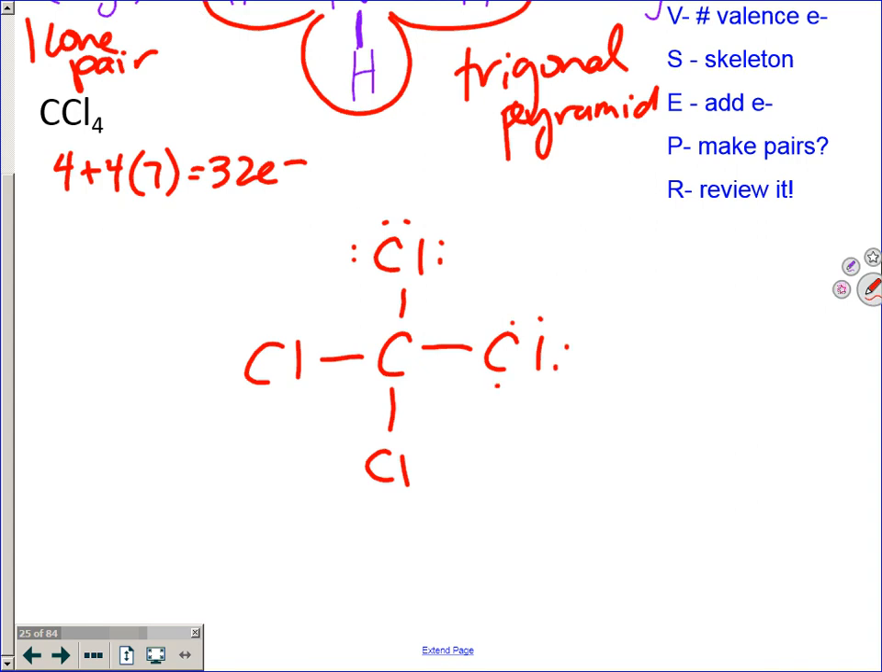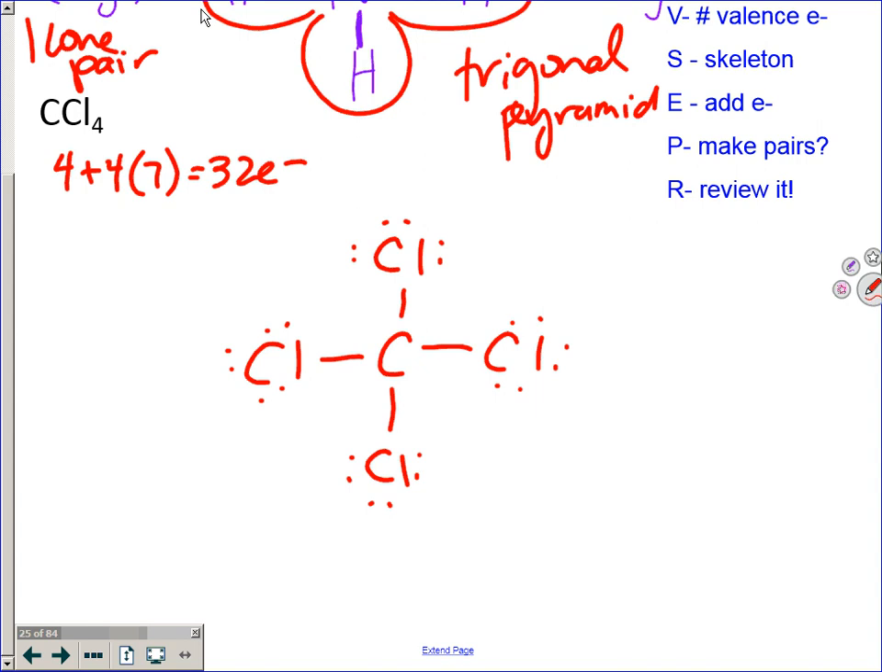2, 4, 6, 8. 2, 4, 6, 8. So now everybody has octet. So I've just given them all octet nonchalantly. I'm not really counting electrons right now. But now I'm like, okay, everybody's got octet. Now I need to review it. You have to go through these steps or you will stop short. So I'm trying to save you from yourselves.